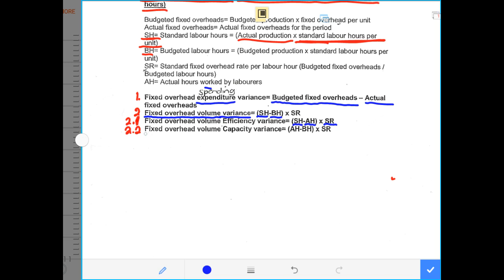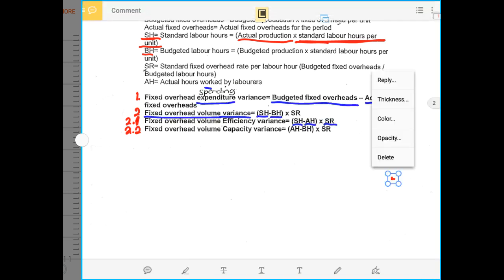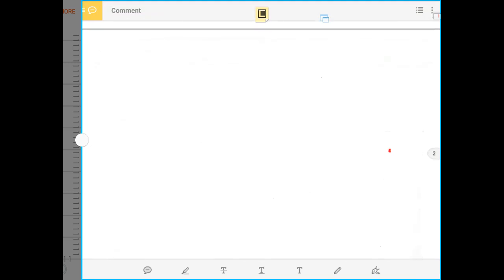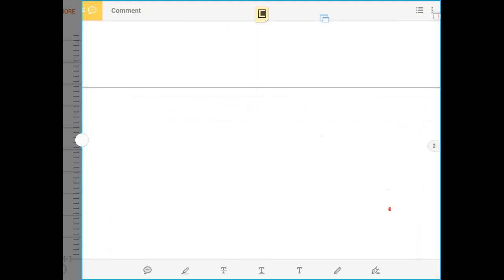And the last one will be fixed overhead volume capacity variance, which will be actual hours minus budgeted hours, times that by the standard rate of fixed overhead per labor hour. And I'm emphasizing that it is per labor hour, not per unit. Therefore now from here we can do the exercise. That was just a bit of introduction.